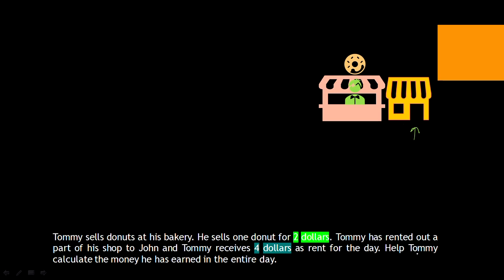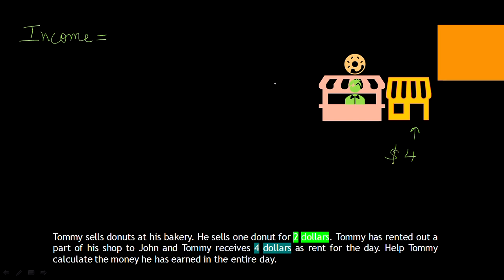Now our task is to help Tommy calculate the money he has earned in the entire day, which is also his income. So let us write income here. Now we are supposed to find his income. So what is his income equal to? Well, Tommy has two sources of income. One is the rent he receives from the shop, and the other is the money he gets by selling donuts. What is the money he gets through the rent of the shop? Well, that is a fixed amount, that is $4, right?